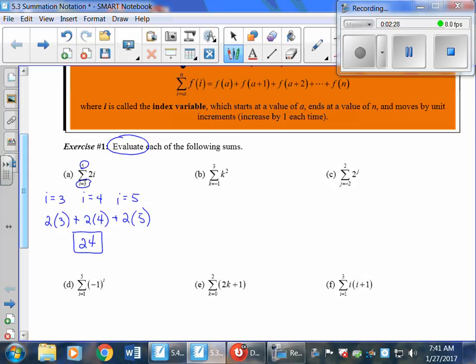Okay, so again, we started with terms 3, 4, and 5. Right here, just to recap, is 2I. So whatever I is, we're multiplying it by 2. So here is 2 times 3, 2 times 4, and 2 times 5, because they correspond to what my index is.